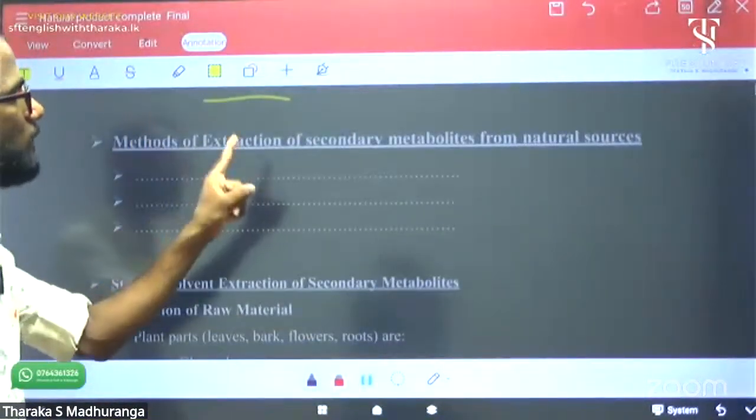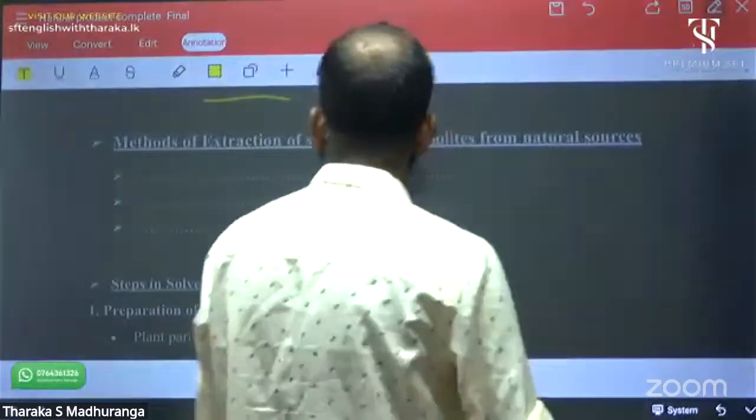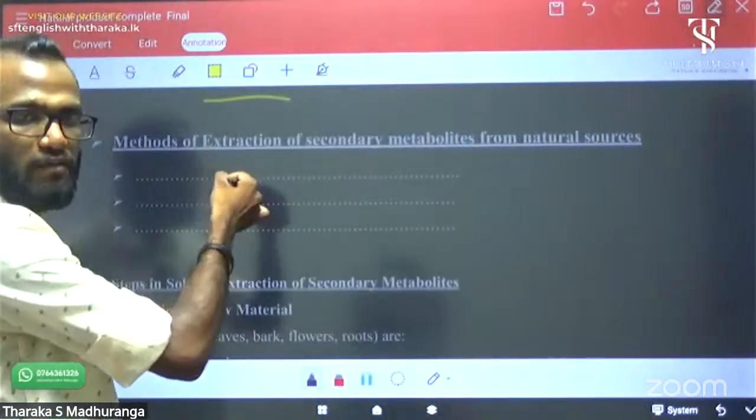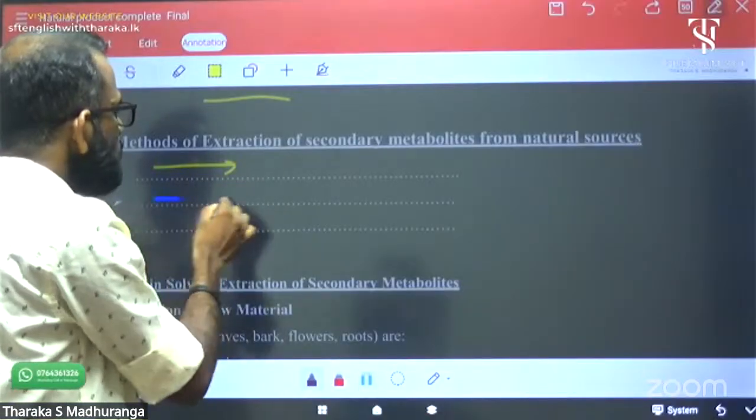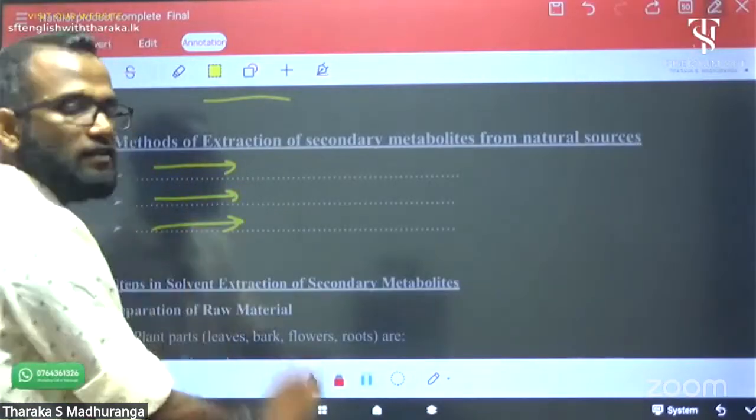Methods of extraction of secondary metabolites from natural sources. We have three methods, which I already gave: solvent extraction, pressing with wax, and distillation.